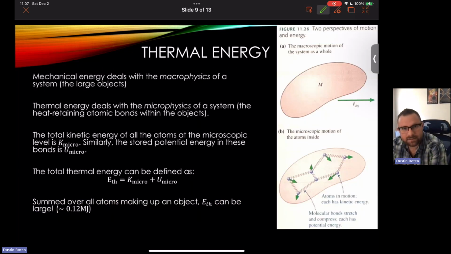Okay, now let's get to some thermal energy here. Everything we've talked about so far has been mechanical. So let's look at what's going on with some thermal energy, and then we'll look at a conceptual example, and we'll call it.